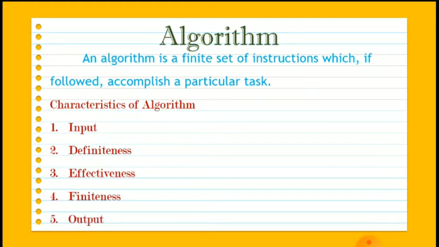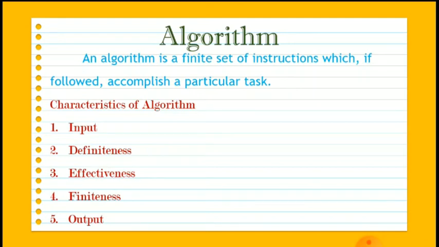Fifth one, output. An algorithm is written to solve the problem. Therefore, it must produce one or more computed results or answers called output. So after calculating GCD, you should get the final answer. Suppose 18 and 30 is your input, then your output should be 6.